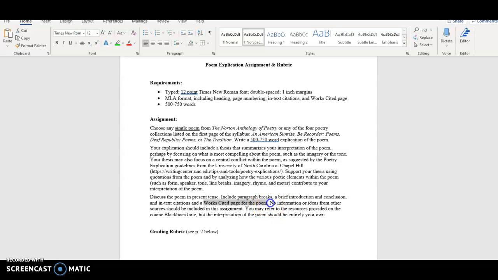So for this assignment, I do not want you to include any interpretations of this poem from other people. This should just be your own thoughts and analysis and interpretation of the poem. So you may use the resources that are provided on the course Blackboard site, such as the Poetry Foundation's Glossary of Poetic Terms, or the Poem Explication Guidelines from the University of North Carolina at Chapel Hill that we just looked at, but your interpretation should be your own interpretation.